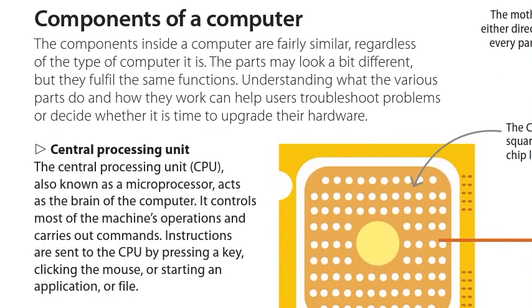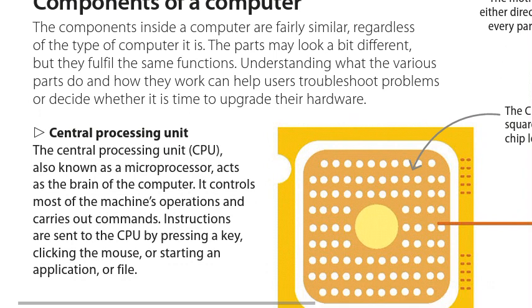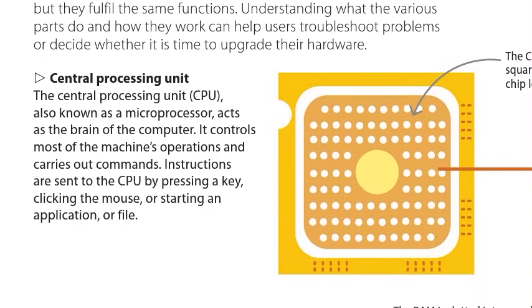Components of a computer system. The components inside a computer are fairly similar regardless of the type of computer it is. The parts may look a bit different, but they fulfill the same functions. Understanding what the various parts do and how they work can help users troubleshoot problems or decide whether it is time to upgrade their hardware.